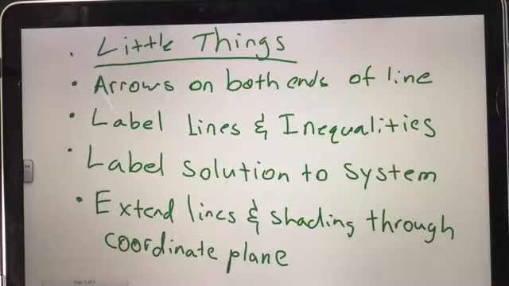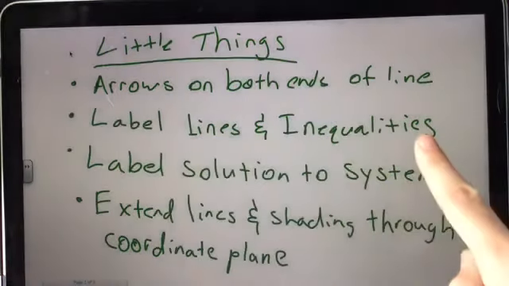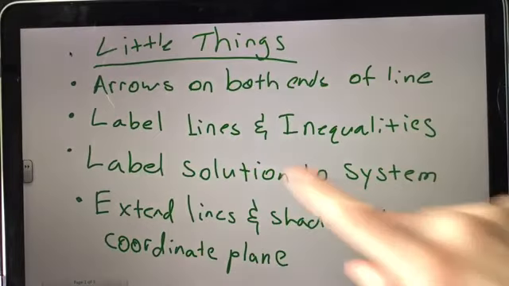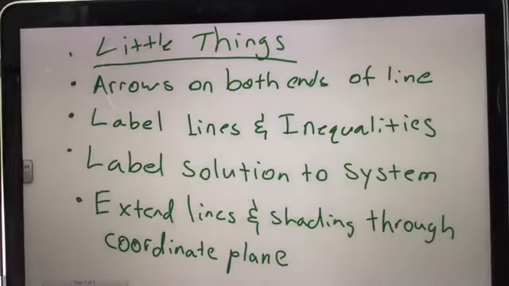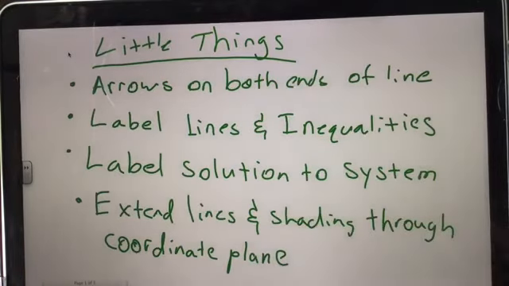A little reminder of some of the little details you want to be aware of as you're taking tomorrow's test and filling out the review sheet, because practice what you want to do on the test. Make sure we're putting arrows on both ends of the line we're graphing, that you are labeling all lines and inequalities that you've graphed. You're labeling the solution to the system, whether it be a system of equations or inequalities, and that you're extending lines and shading through the coordinate plane.